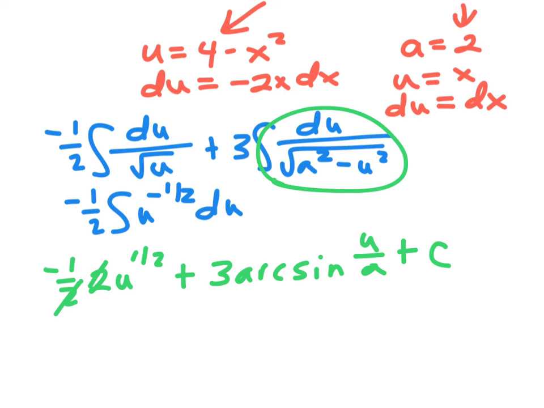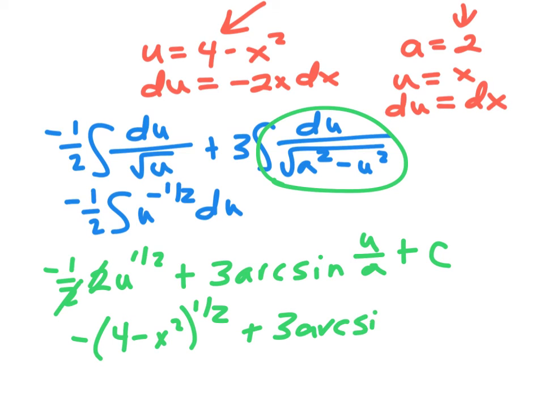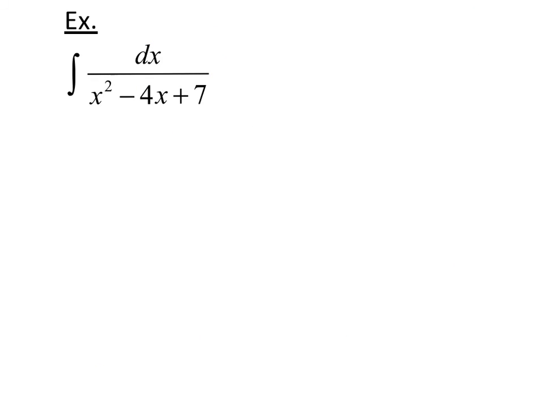So then I just need to go back and fill in all the missing pieces. So I have negative, I'm going to go ahead and change that to parentheses, u, and that u was 4 minus x squared to the 1/2, plus 3 arcsine of the u for the second half, which was x, over a, which is 2, and then plus c.